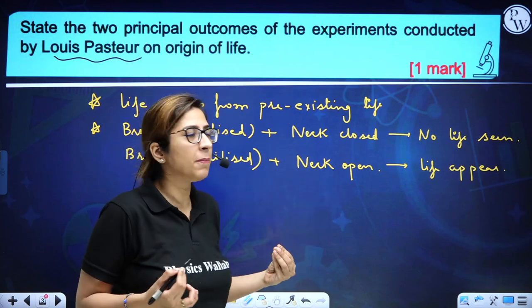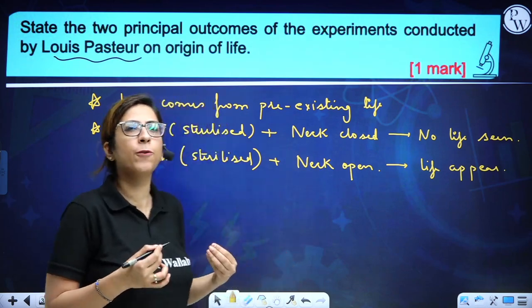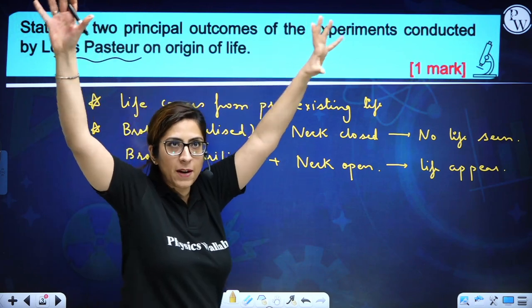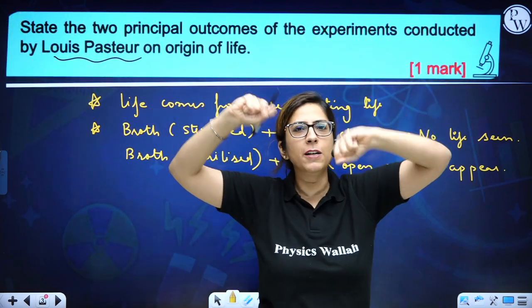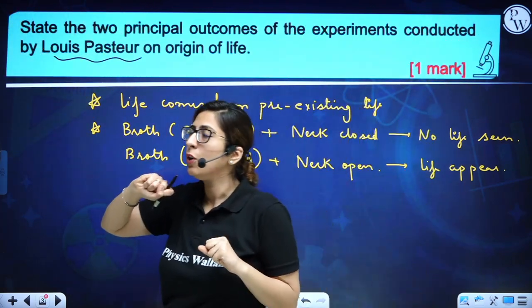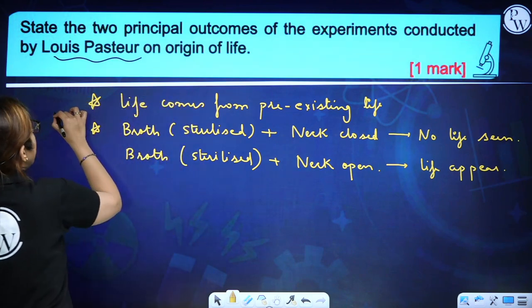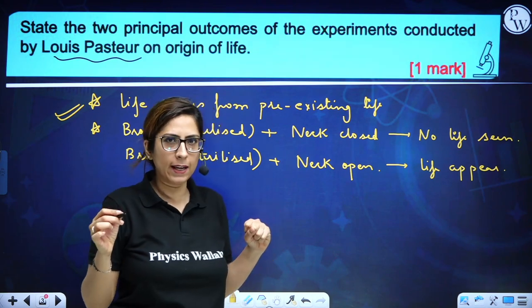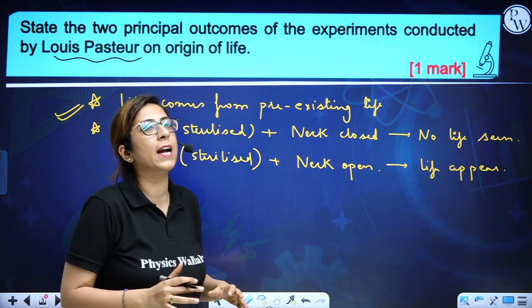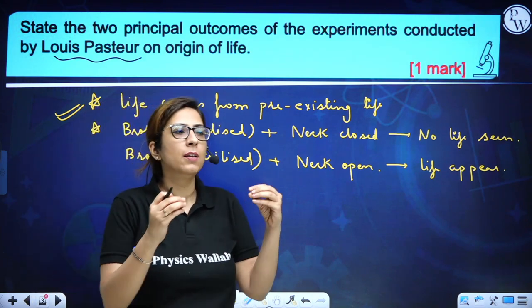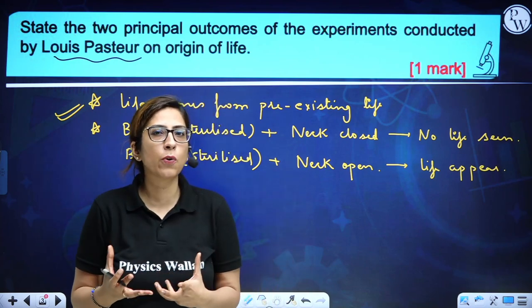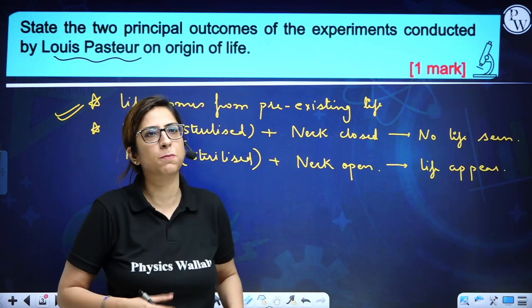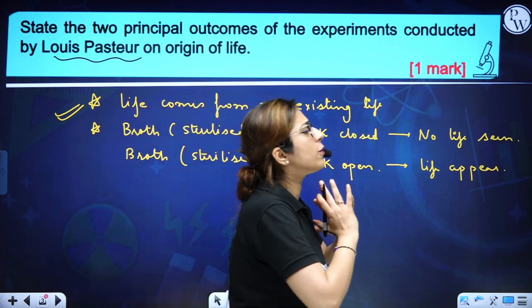Right? So that means life somehow came from the environment. Some spores were present in the environment, and from the environment those spores entered into the broth. So he gave the statement that life comes from pre-existing life. He was totally against the idea that life comes from non-living material, and that's the reason he conducted this experiment. Clear? His experiment was very interesting.